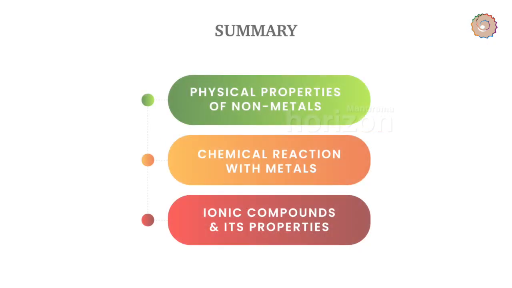So now to summarize, in this section we firstly discussed the different physical properties of non-metals which are mostly opposite to that of metals. Secondly, we saw the chemical reaction of non-metals with metals giving rise to what we call ionic compounds, and lastly we discussed the different physical properties of ionic compounds.